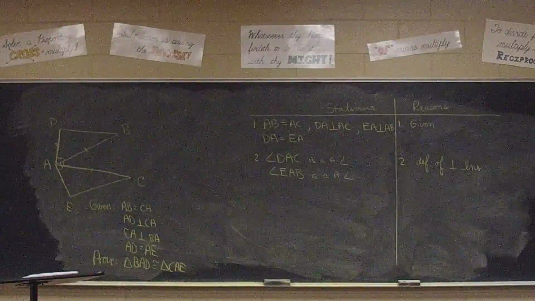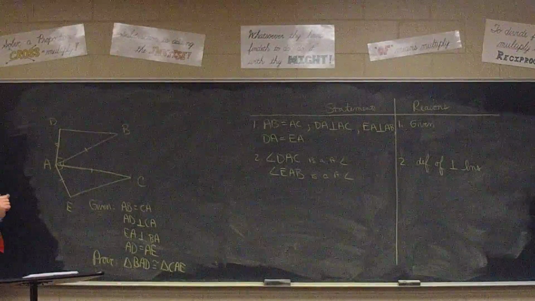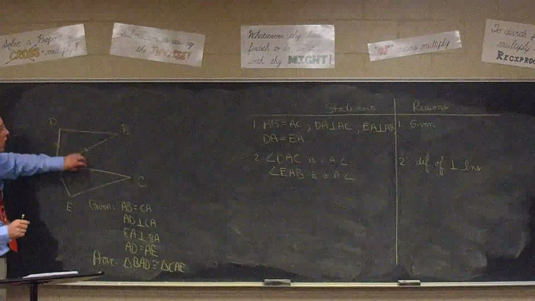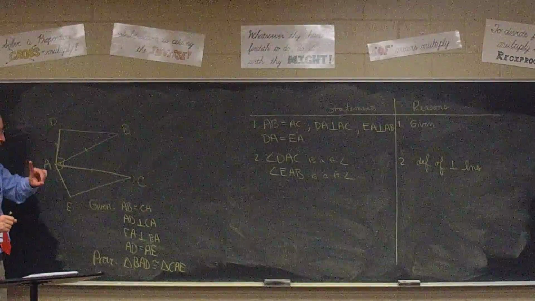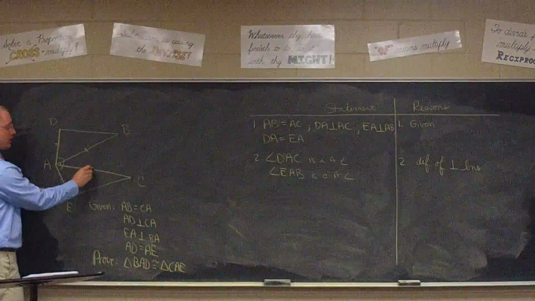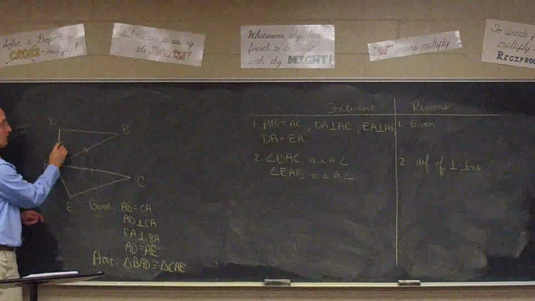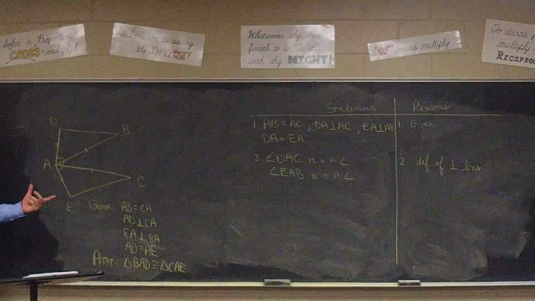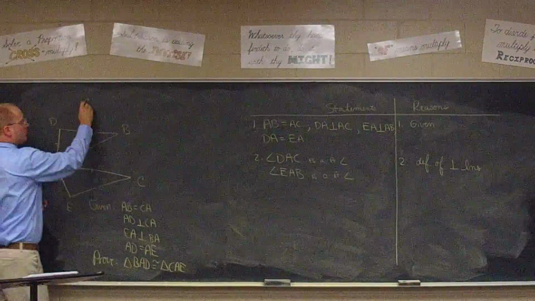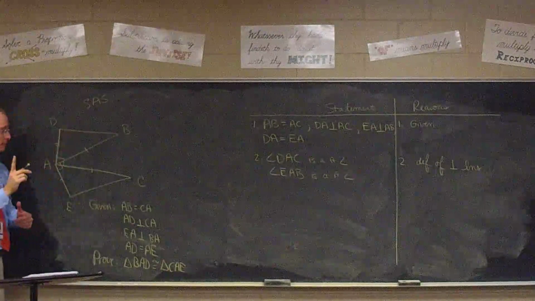That's about all the claim we have. But look at what I'm trying to prove. I'm trying to prove that two triangles are congruent. Notice I've got two sides here and two sides here. So probably side angle side is my method of choice.